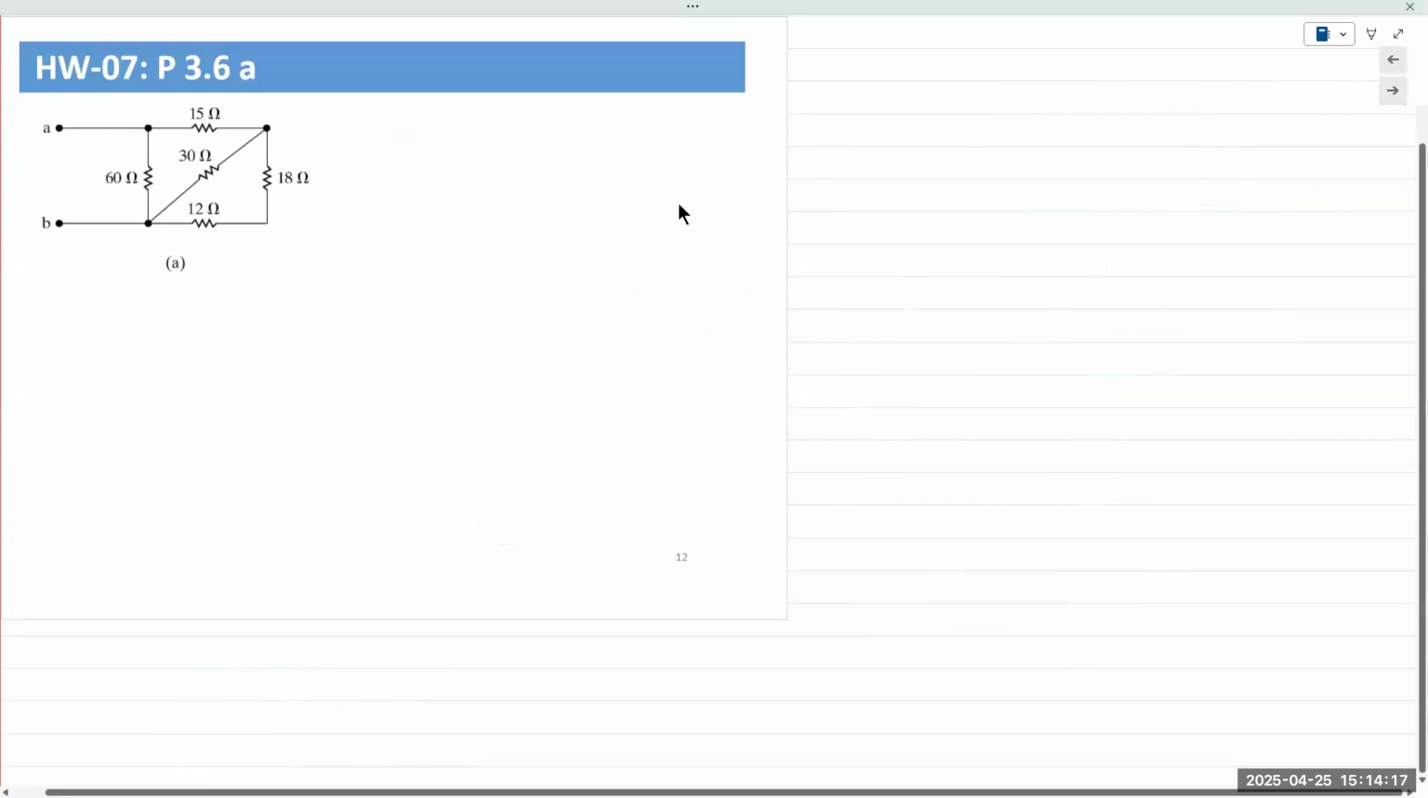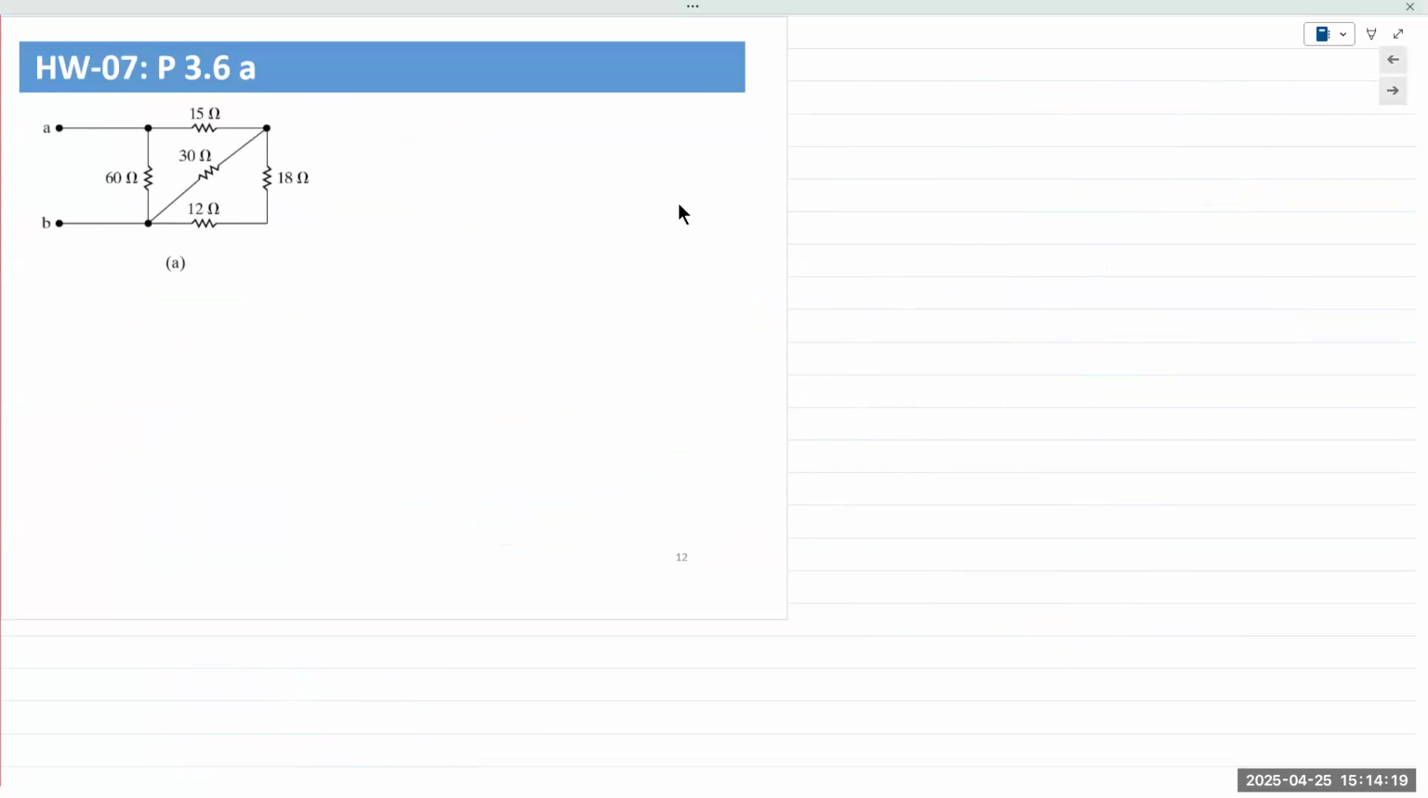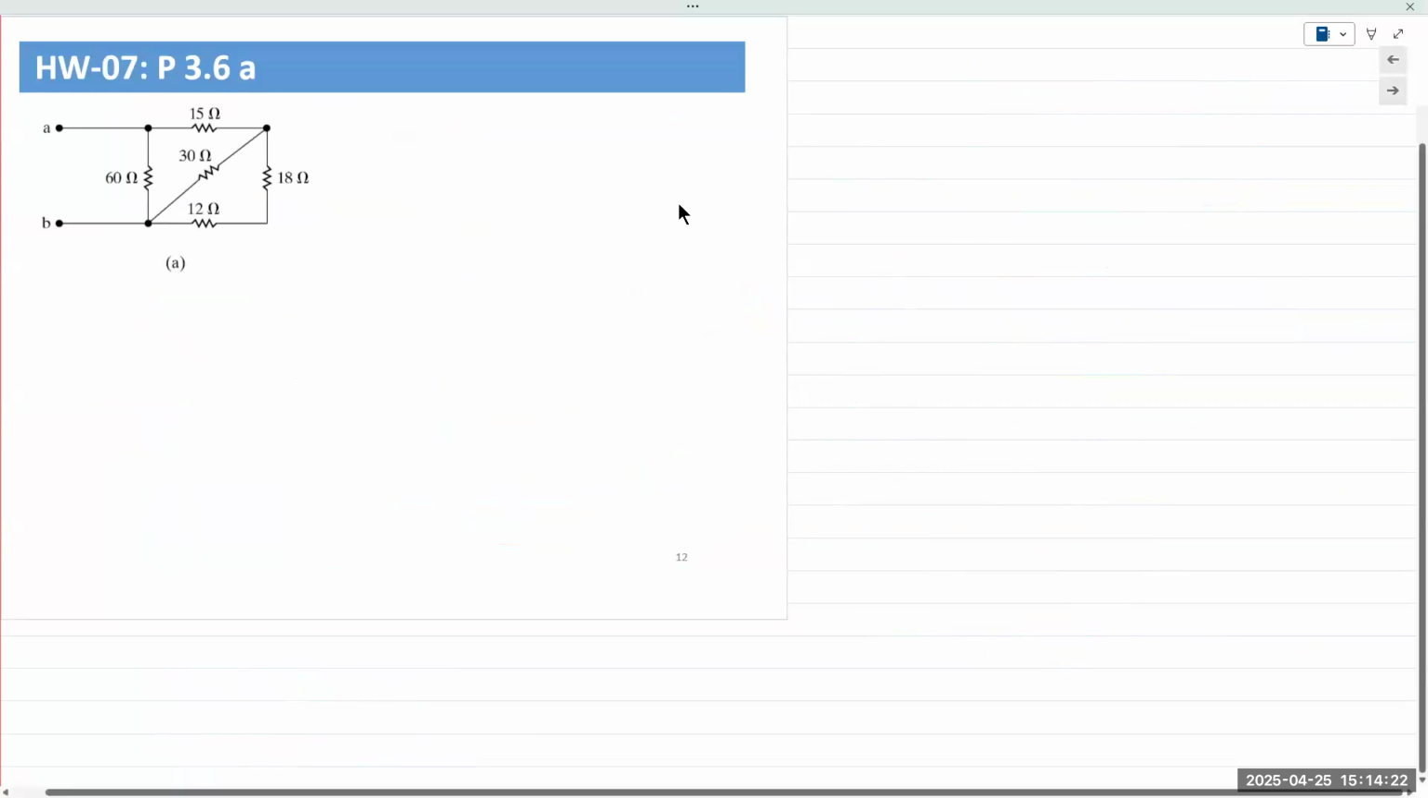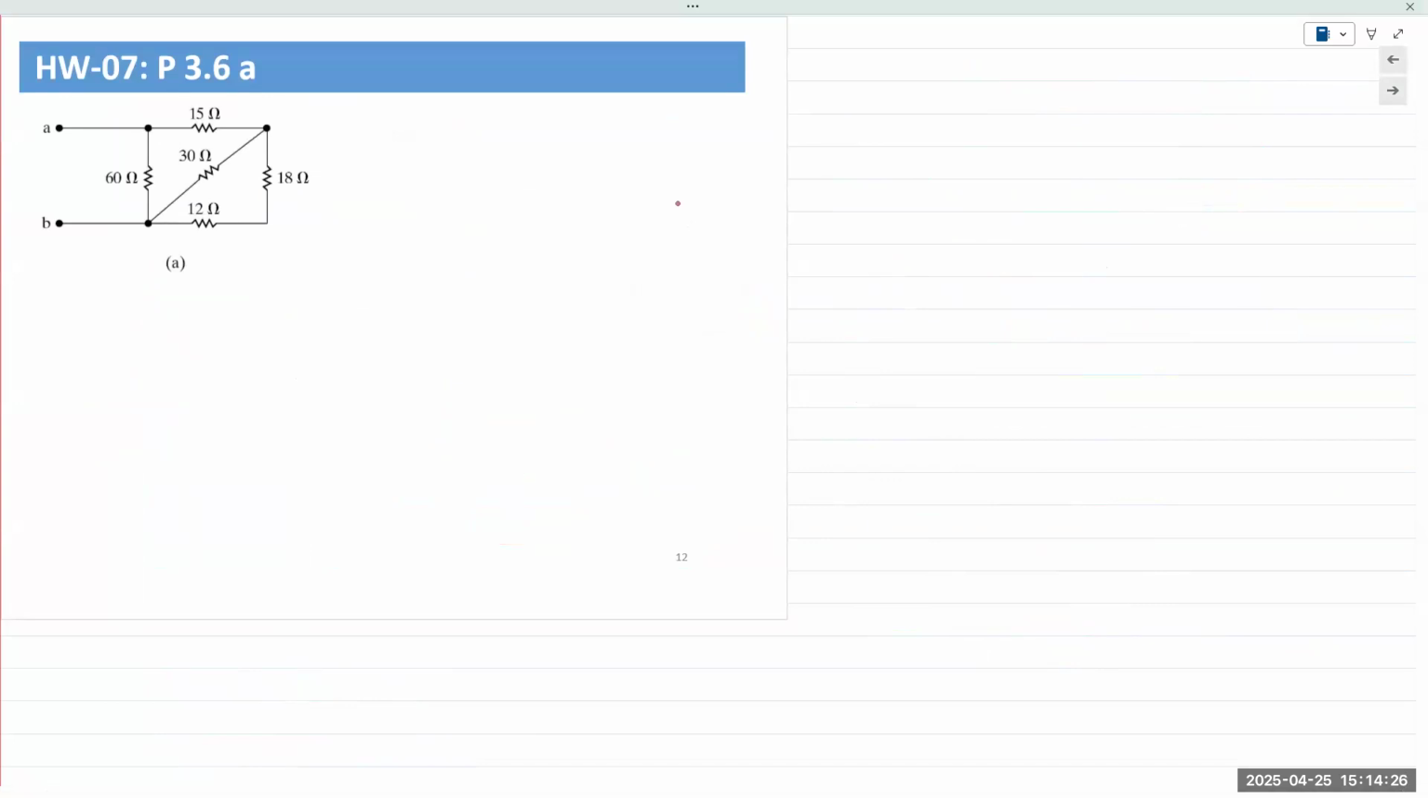There are a few short answer questions at the top of the homework. So those are straightforward, but I'm going to go into the problems. Okay. All right. So series parallel simplification. We are asked to find REQ between terminals A and B, right? So how would you proceed?